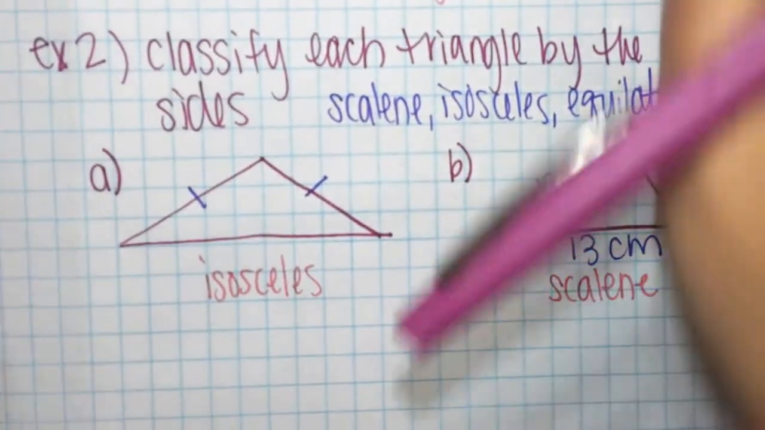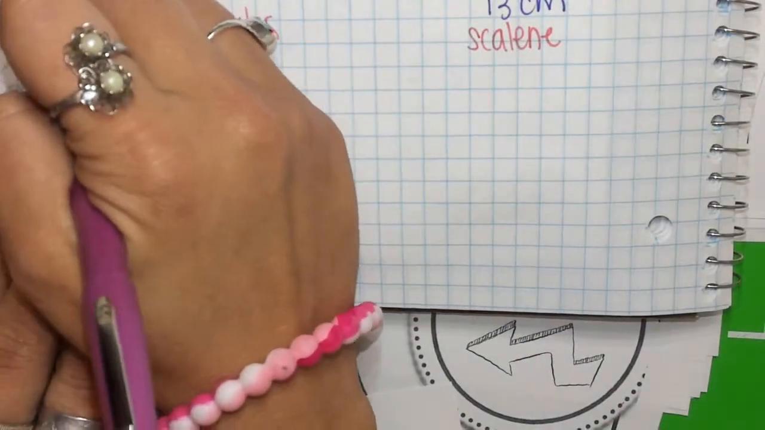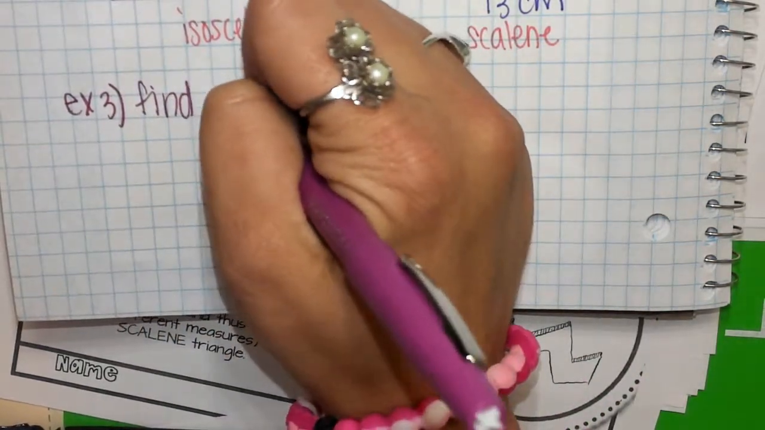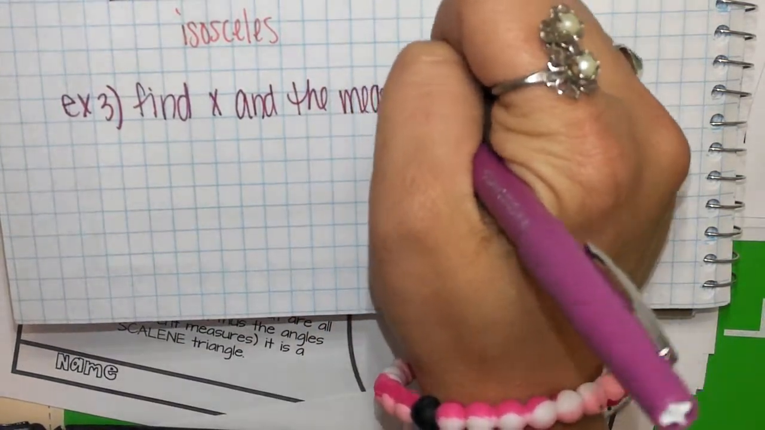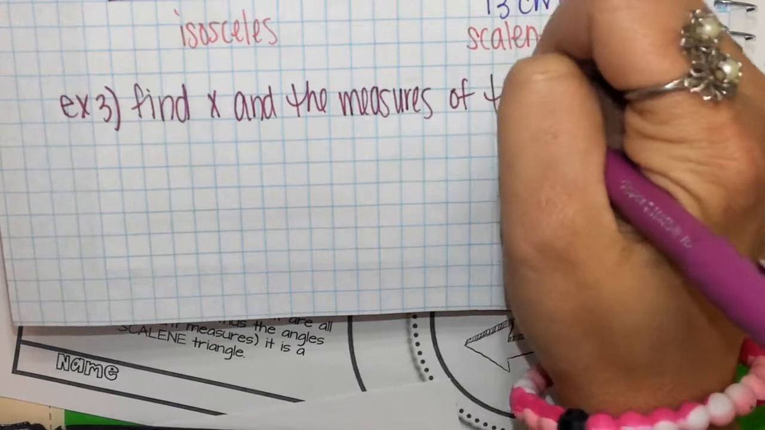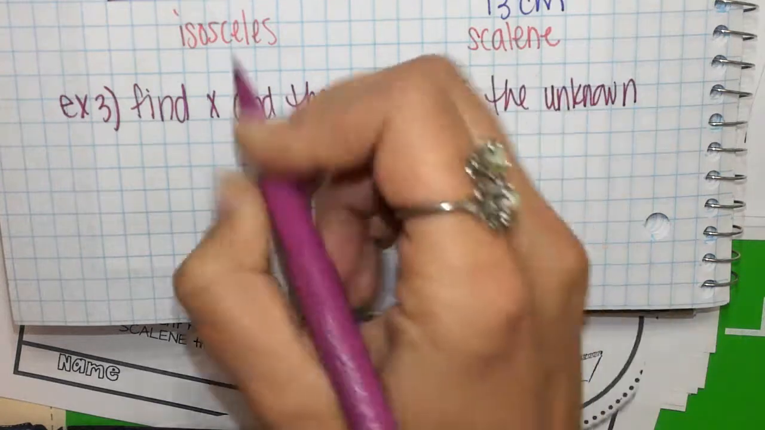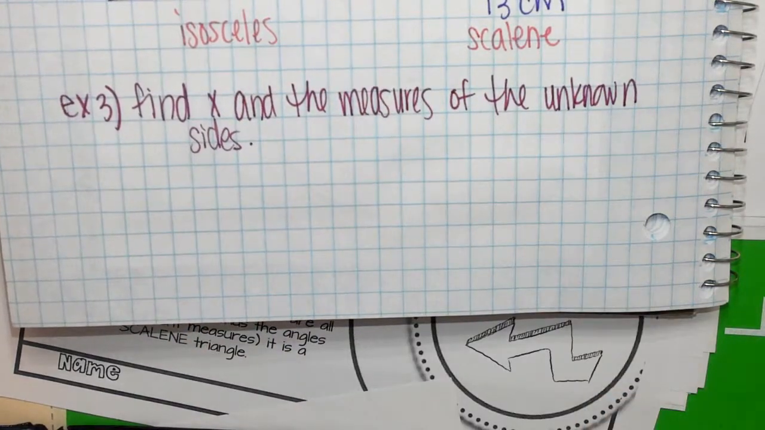All right, example 3. We have time. We can do this, and then homework. Example 3 and then homework. Let's do this. All right, so find x and the measures of the unknown sides.